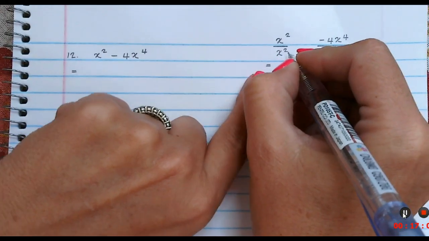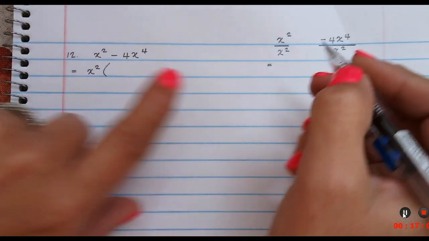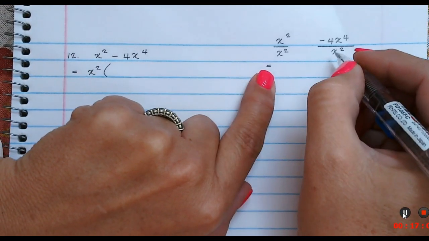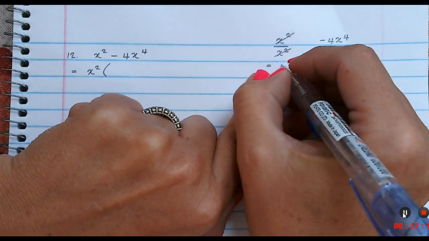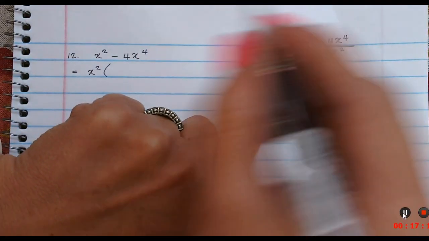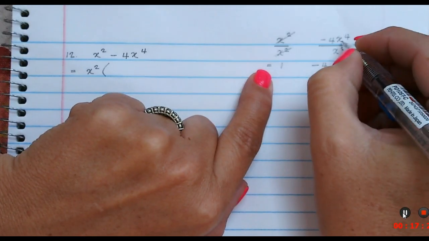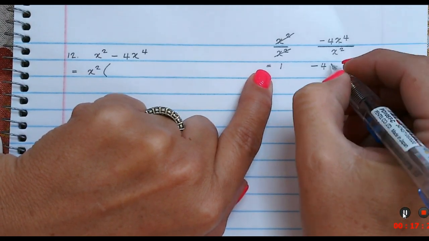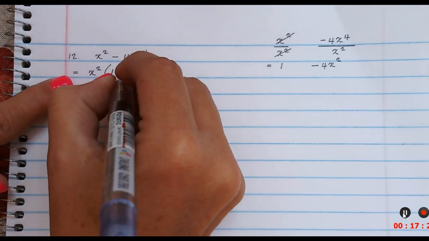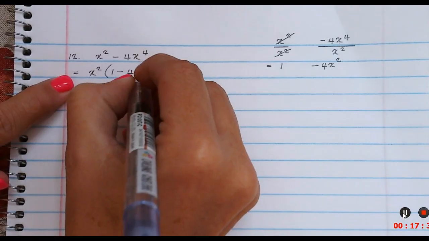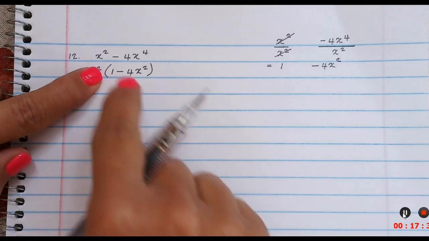Now I'm showing this to you because I want you to remember that if I take x squared as a common factor and I simplify this, the moment that x squared divides with x squared, I am left with 1. Negative divides by positive, negative 4. X to the power 4 divides by x squared equals x squared. So in my bracket, 1 minus 4x squared.